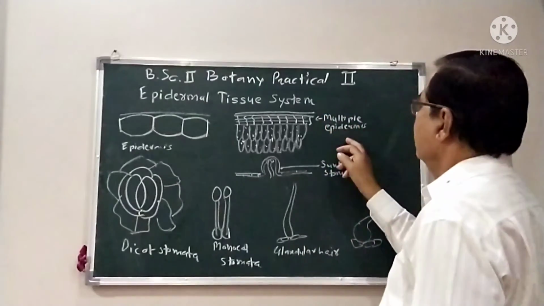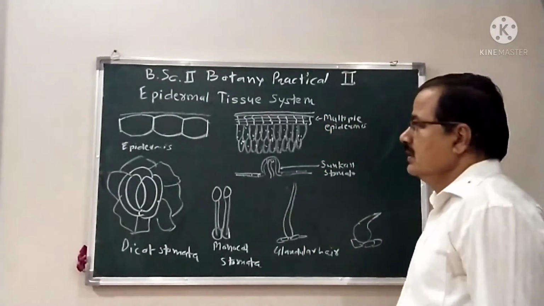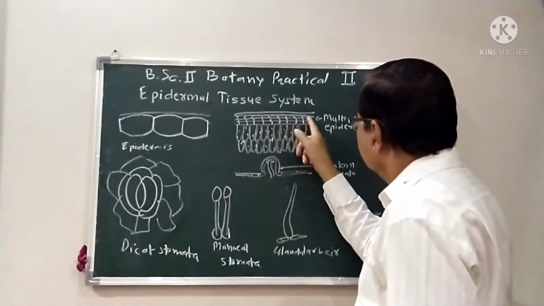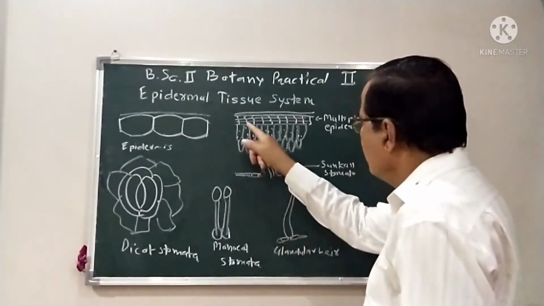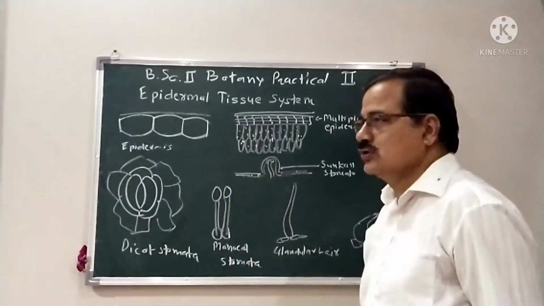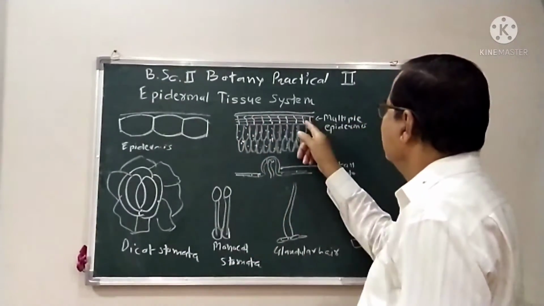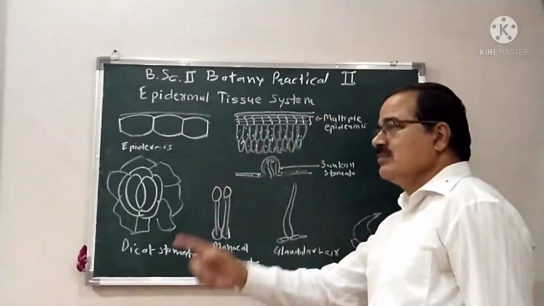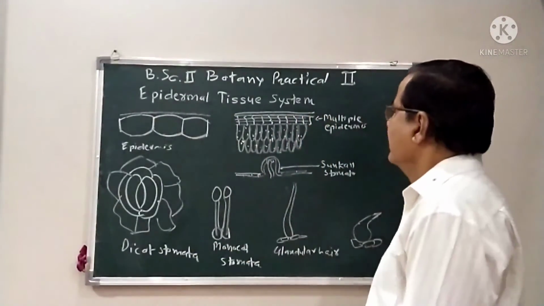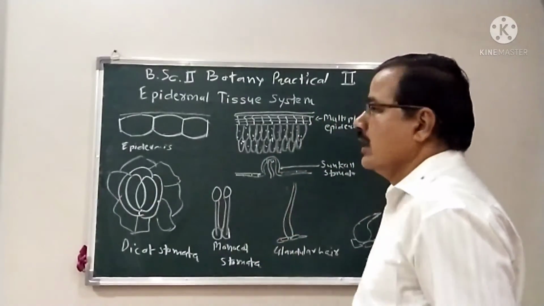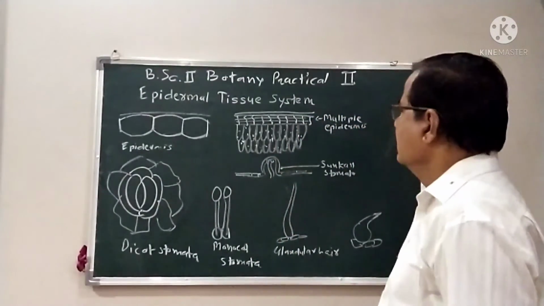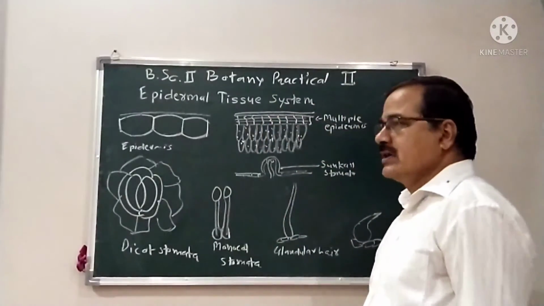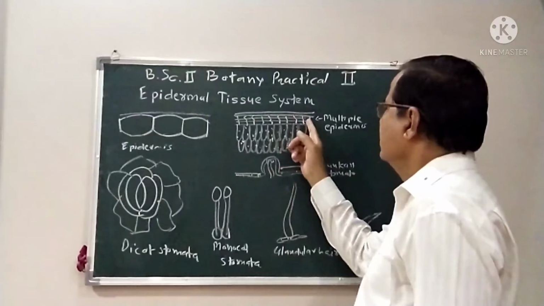It is a multiple epidermis, or multi-layered epidermis. Instead of forming a single layer, it forms two to three layers of compactly arranged colorless tissue. That is known as a multi-layered epidermis. It is generally found in xerophytic plants, to check water loss, and it does not allow heat and cold to pass from the outside to the inner side, and therefore protects the plant.